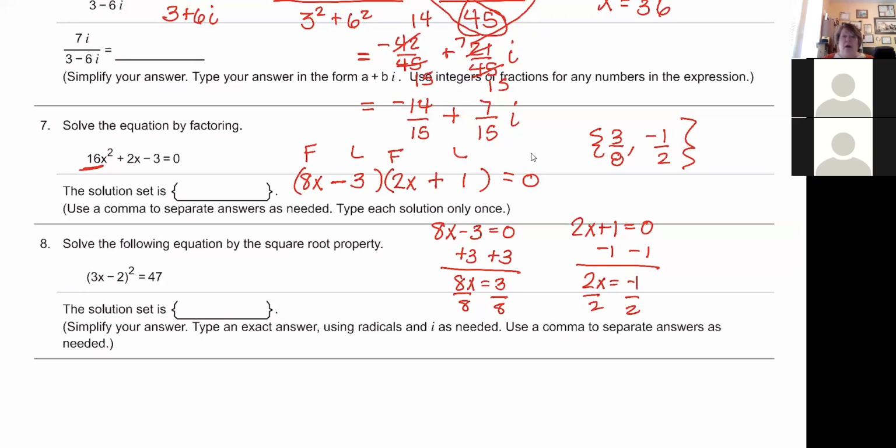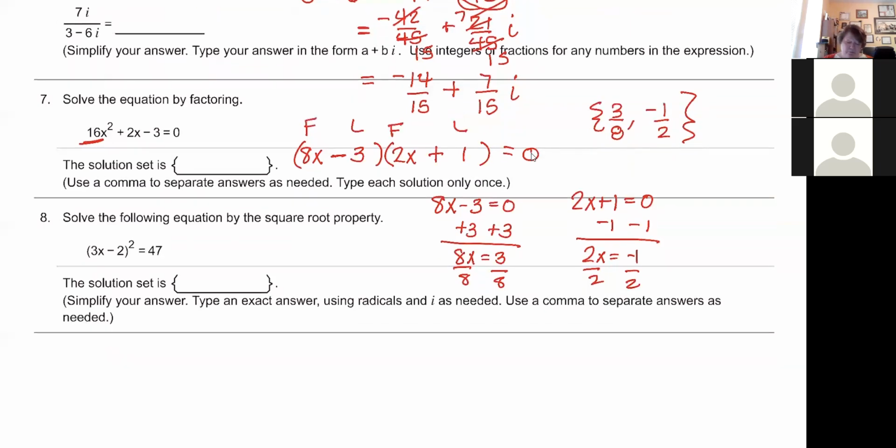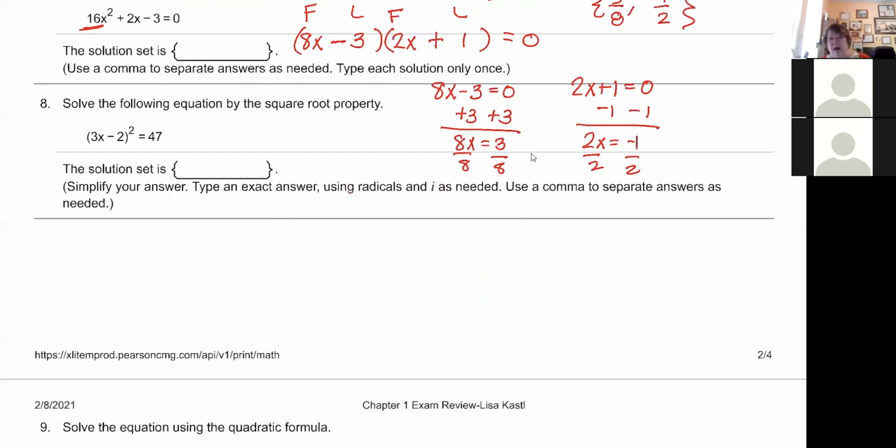All right, the next problem says to solve using the square root property. Isn't it nice that they tell me what to use? So I'm certainly not going to FOIL this out and try to factor it. I'm not going to do that. So the square root property says I can take the square root of both sides.